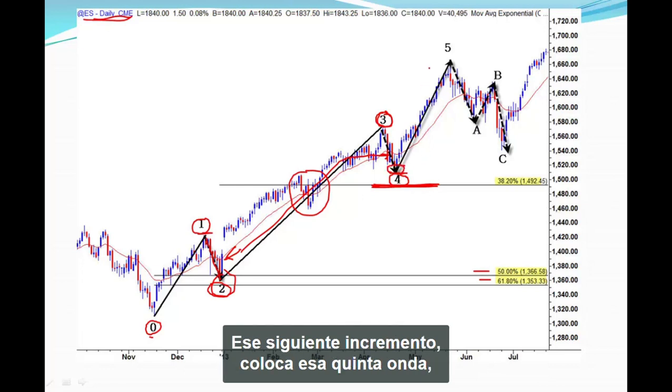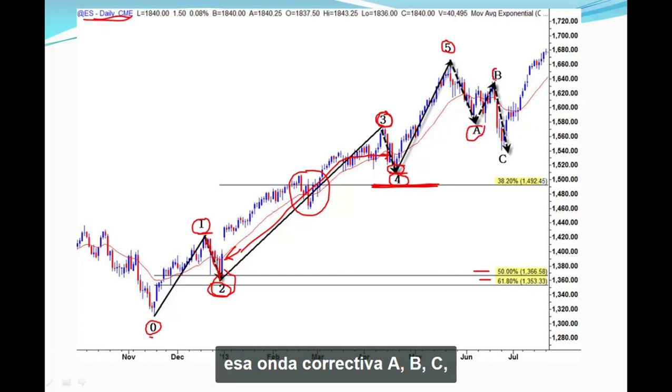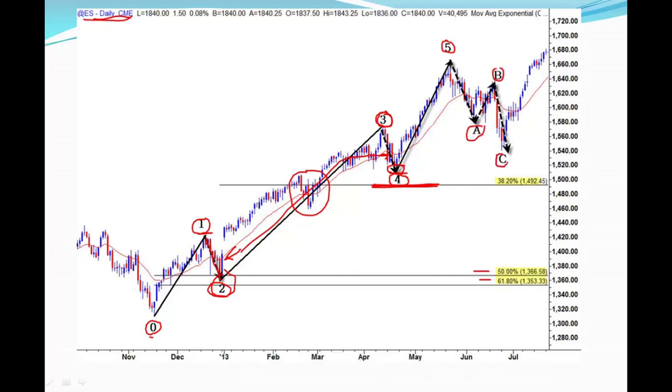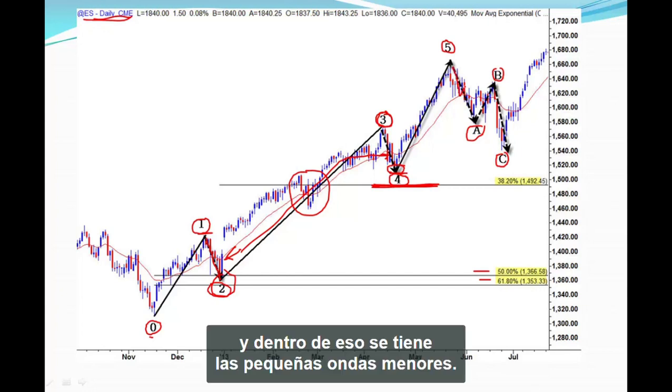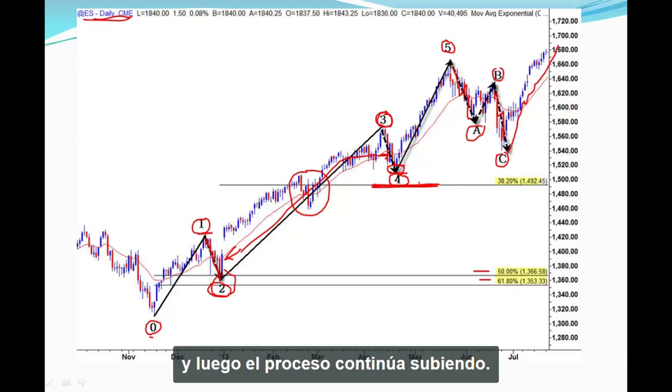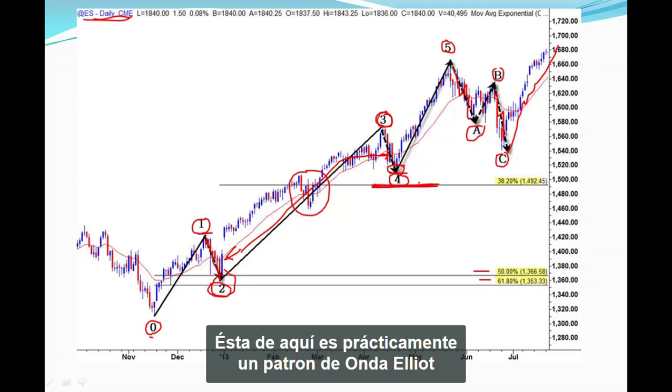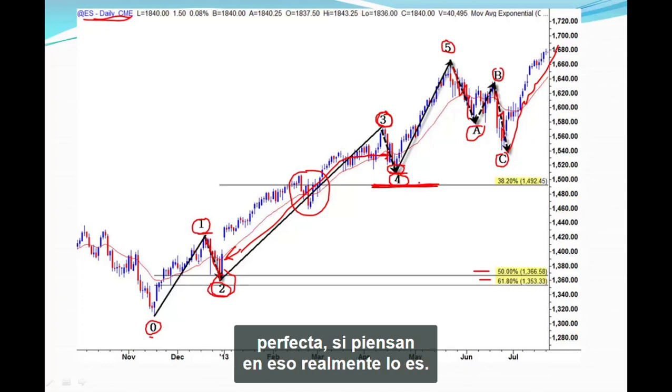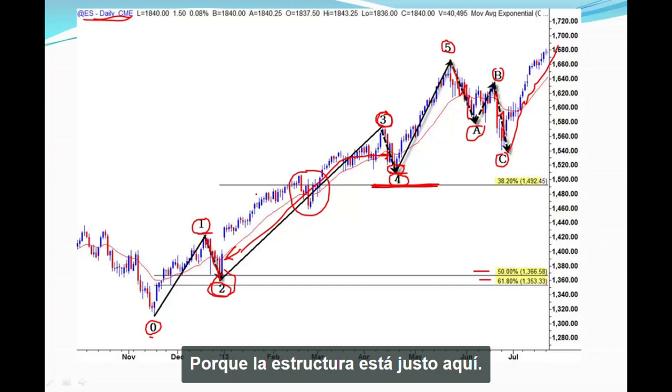Now that next drive up put in that 5th wave, and then after that you had that much deeper move down, that A, B, C corrective wave. And within there you had the little minor waves. Okay, you can't really see them here because of much larger time frame bars. And then the process continued up. This right here is pretty much a perfect Elliott wave pattern if you think about it. It really is, because the structure is right there.